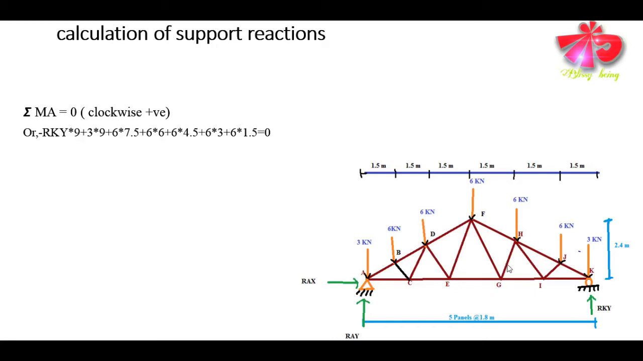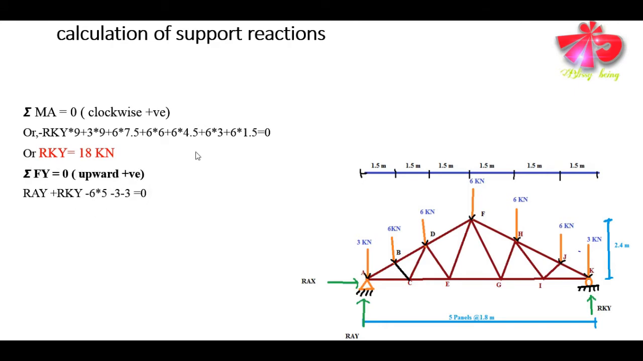So 7.5 will be the distance from A to J. So 6 into 7.5, likewise 6 into 6 plus 6 into 4.5 plus 6 into 3 plus 6 into 1.5 equals 0. And if we solve this, the value of RKY comes out to be 18 kilonewtons. Next, summation of Fy equals 0.